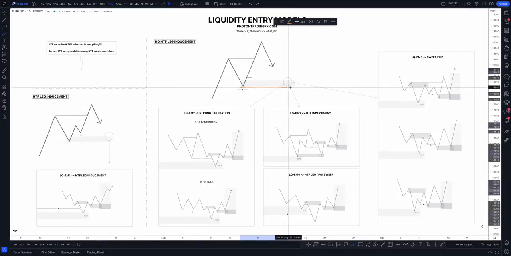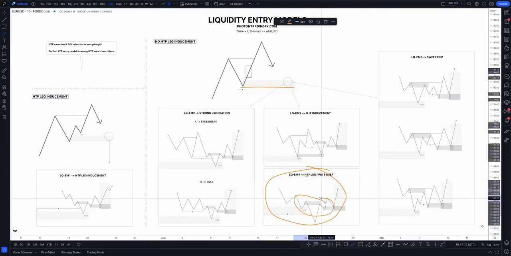So potentially what you could look for then is the entry model when that low gets swept, which would be this one here, right? Liquidity entry model 4, which I've said is high time frame, but essentially I mean that medium time frame POI sweep, i.e. this being your lower time frame entry model when that happens, okay?